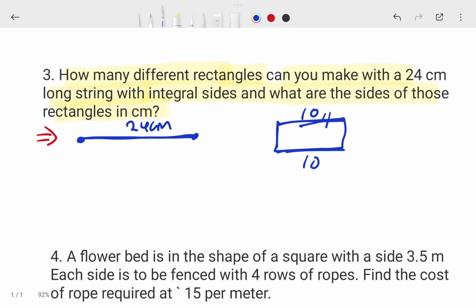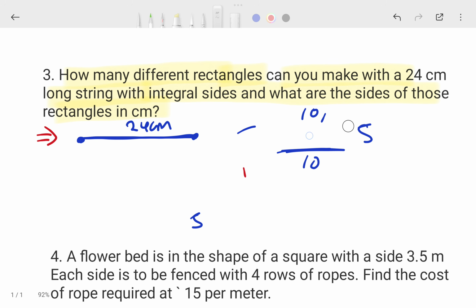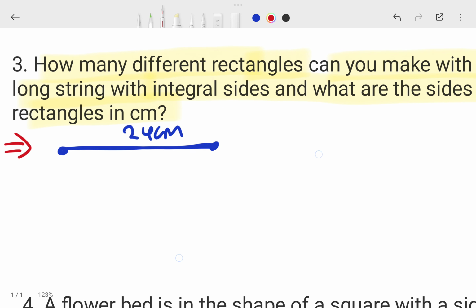In a rectangle, one thing to remember: if this is 10 centimeter, then the opposite side will also be 10, and if it is 5 centimeter, then its opposite side will also be 5 centimeter. In the rectangle, this is compulsory. If this is 1 centimeter, then the opposite will also be 1 centimeter, remember. This question is telling that by using this 24 centimeter long stick, how many rectangles you will make. Generally we can make a lot of rectangles.